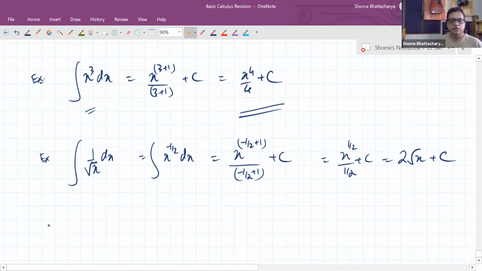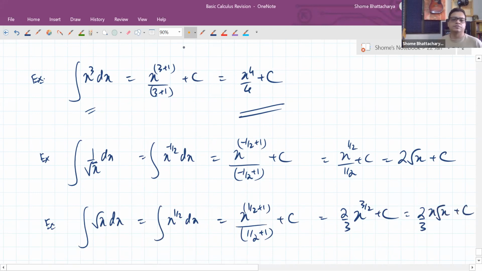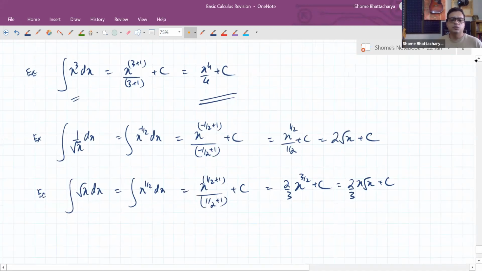If I'm integrating, let's say, root x, this would be, which I could write as 2 by 3 x to the power 3 by 2 plus c, or I could even further write it as 2 by 3 x root x plus c. So these are some basic examples of the application of this power rule.